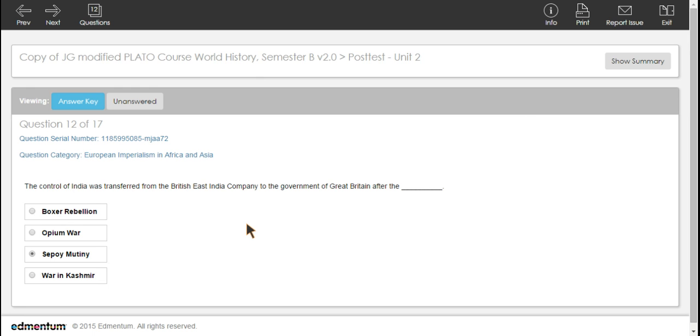The control of India was transferred from the British East India Company to the government of Great Britain after the Boxer Rebellion, which was in China, Opium War, also in China, Sepoy Mutiny, or War in Kashmir. Correct answer is the Sepoy Mutiny.